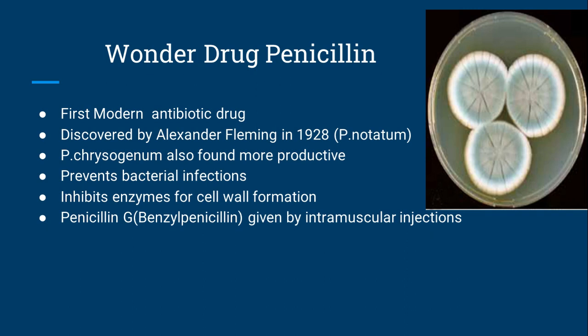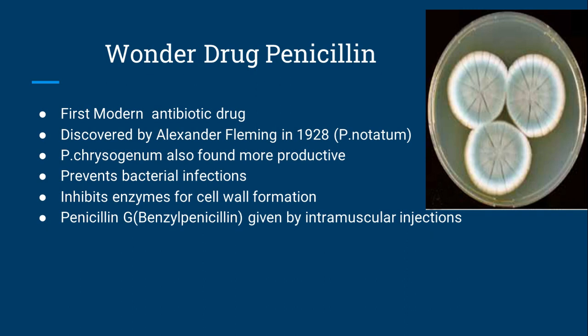One more species along with Penicillium notatum was also found more productive for the synthesis of this drug, that is penicillin: the fungus Penicillium chrysogenum. This antibiotic is used to prevent bacterial infections, means it is very effective for the diseases which are caused by bacteria like pneumococcus, staphylococcus, streptococcus, etc. Because in the presence of this antibiotic, bacteria fail to develop cell wall and are finally killed.